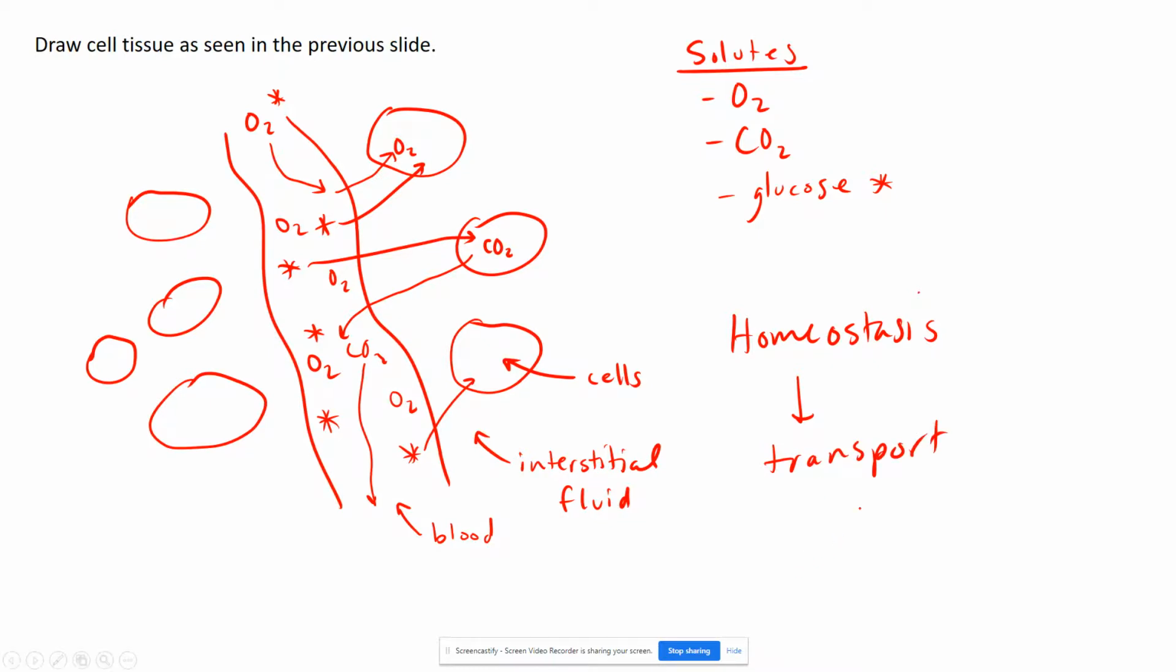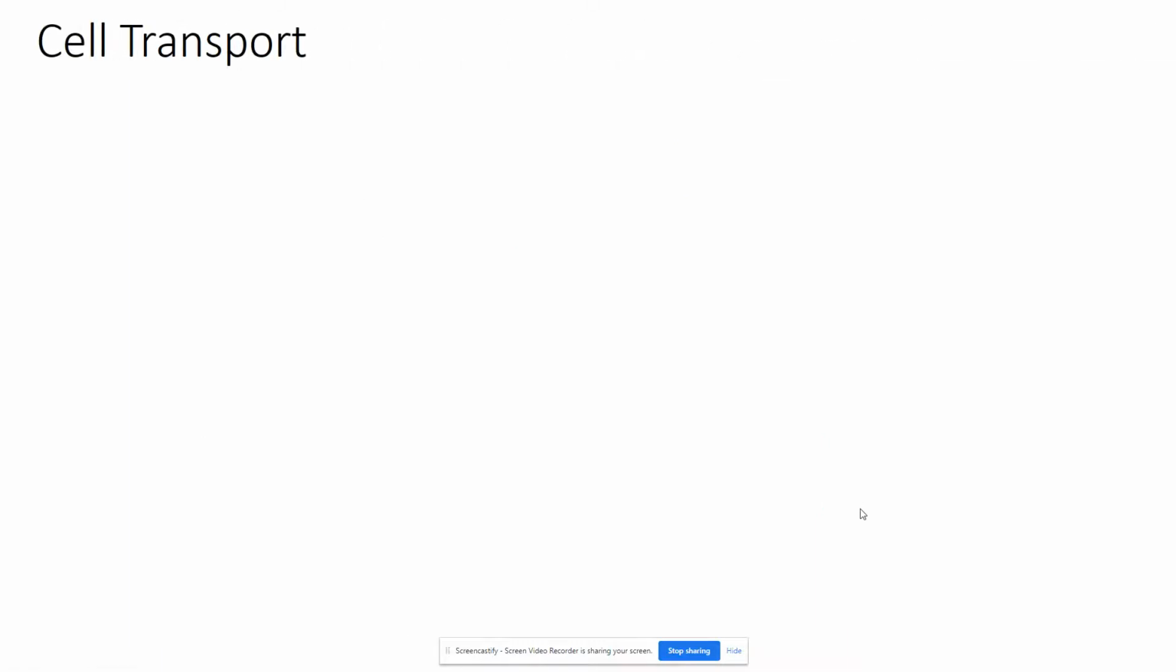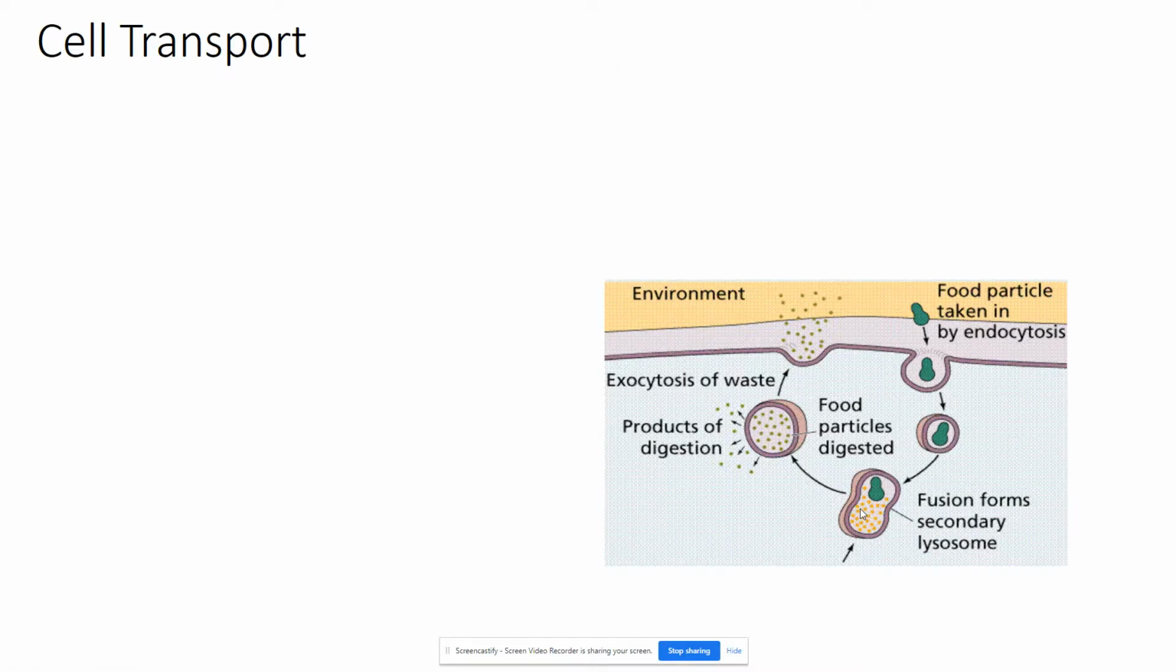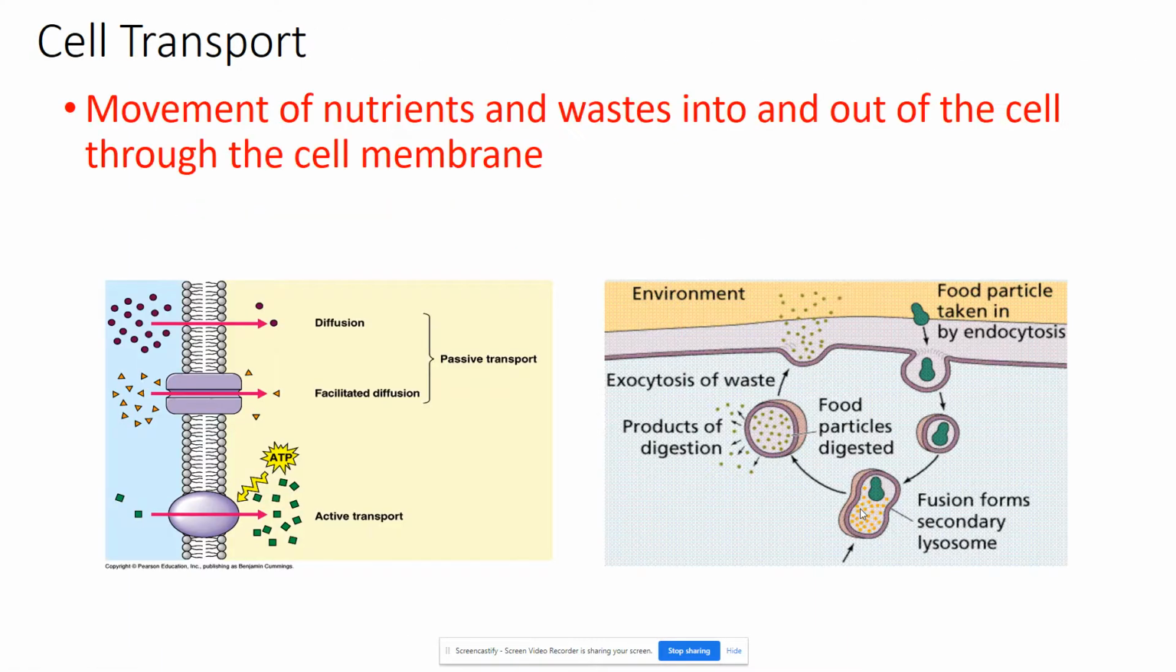So let's get on to that. All right, cell transport: movement of nutrients and waste into and out of the cell through the cell membrane. Write that down. There are a couple different ways, and we will get to those ways in the following videos.